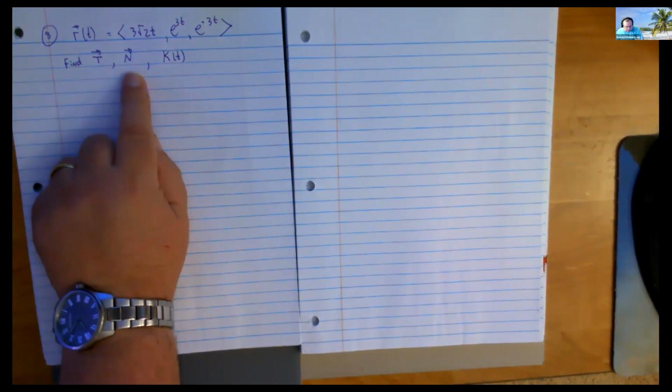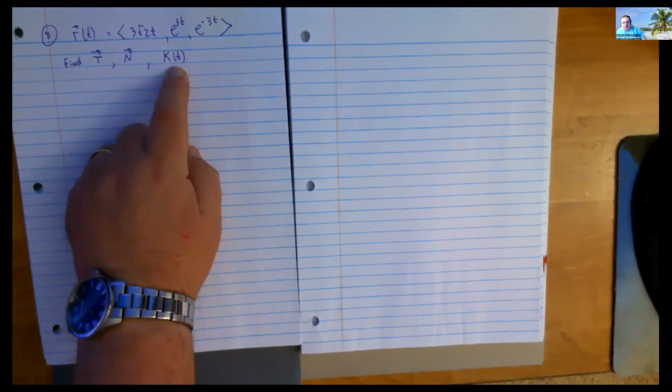So the question we're going to do is 8 instead of 7, through popular demand, evidently, and I can understand why. This one's going to look uglier. You're being asked to find the unit tangent, the unit normal, and the curvature function.